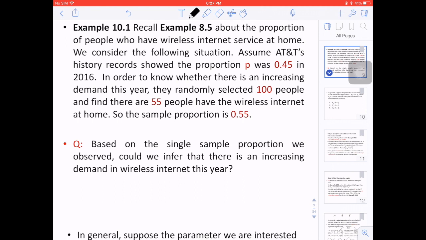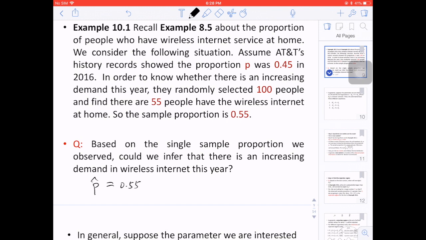So in 2016, we have the proportion P equal to 45%. Then we'd like to study whether there is an increase recently. So we draw a sample, and the sample size is 100. Among them, 55 people have the service. So the sample proportion is 0.55.